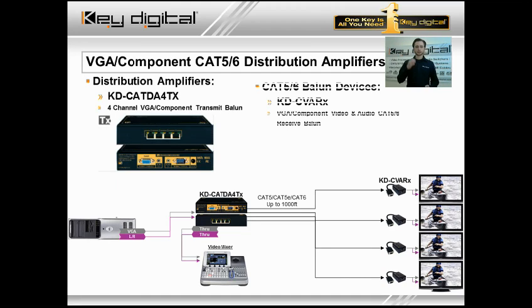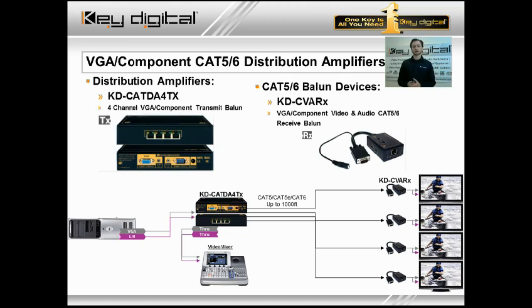And let's take a look at a common application here where the Cat DA is utilized. You have the VGA output of a computer plus left and right audio. You have a video mixer that's located there at your production booth, for example, in the church, utilizing the audio and video throughputs. And you have your 4 displays, whether they be flat panel, projectors, video codecs, AV receivers, does not matter, connected with a KD-CBA-RX. And you're going to get video up to 1,000 feet, as we discussed in level 1, part 2.